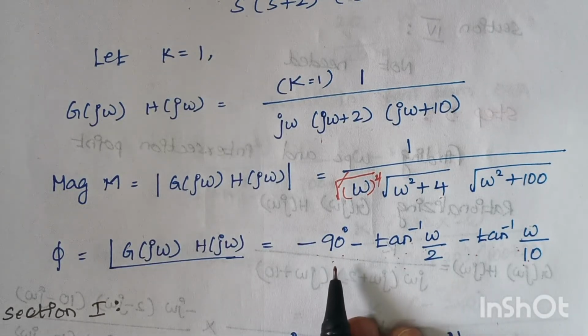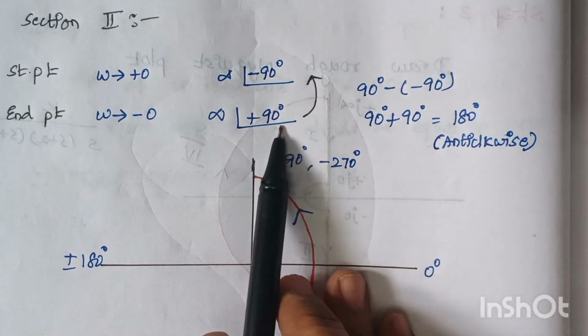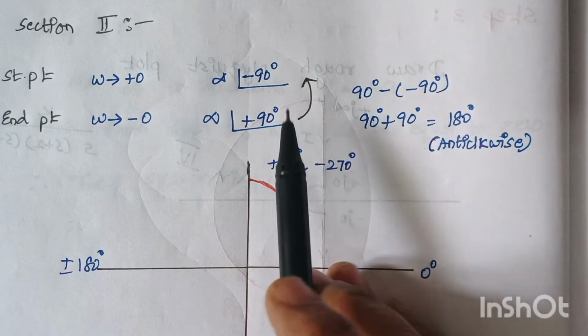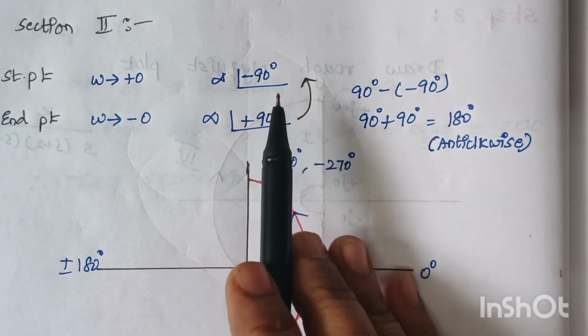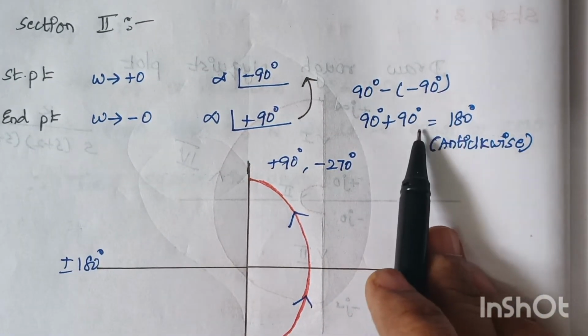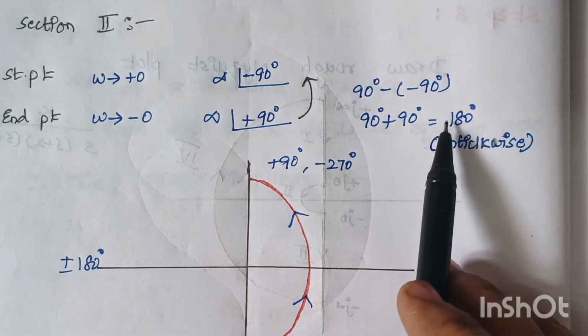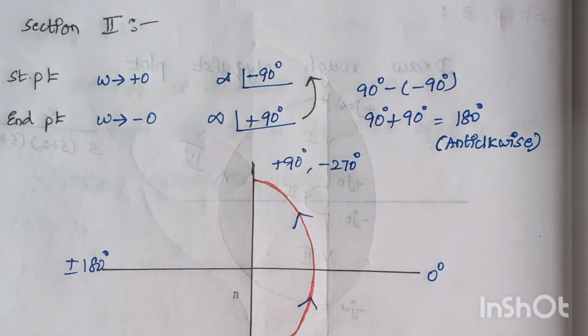This is a key point which is to be noted. Here it is plus 90 degree and the magnitude is infinity. Again for calculating the degrees of rotation, plus 90 minus of minus 90. What happens? 90 minus of minus 90 is 90 plus 90, which gives 180 degree. Again since it is in plus, the direction is anti-clockwise, right?